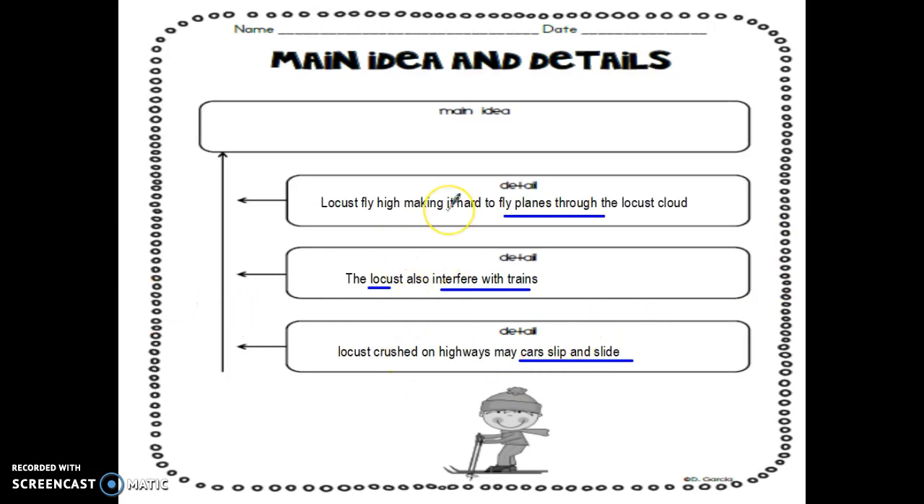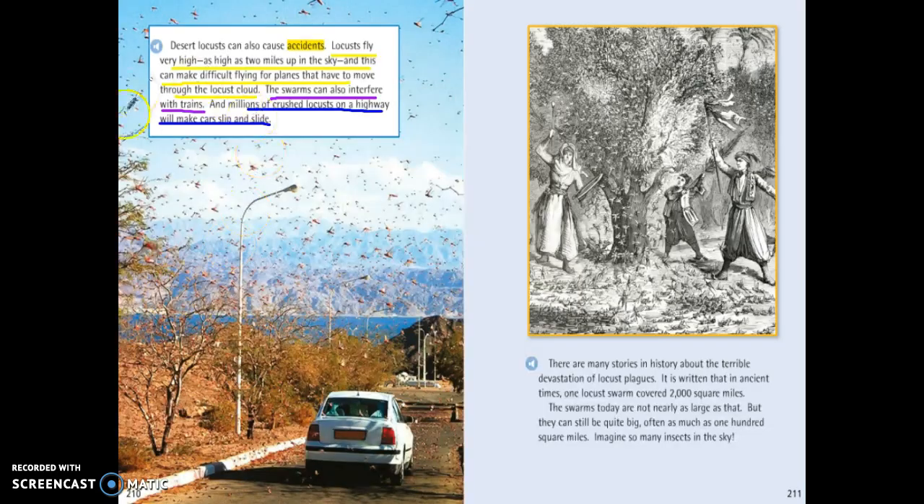So we see that each detail is talking about how the locust swarms cause problems with different forms of transportation: flying, trains, and cars. And so thinking back to the paragraph, remember we talked last week about how it's always a good idea to check that first sentence of the paragraph, because just like when you write a paragraph, that first sentence is always your topic sentence, the sentence that tells the reader what you're going to be writing about. So not always, but sometimes we see that in the stories we read, where that first sentence is like the main idea or the main topic.